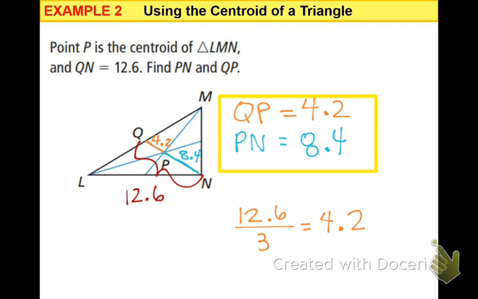How do you know to divide by 3? Because I'm finding the 1/3. It's a good question. If I multiplied 1/3 times 12.6, I would end up with 1 times 12.6, which is 12.6. 3 times 1 is 3. So it's the same thing as dividing by 3.